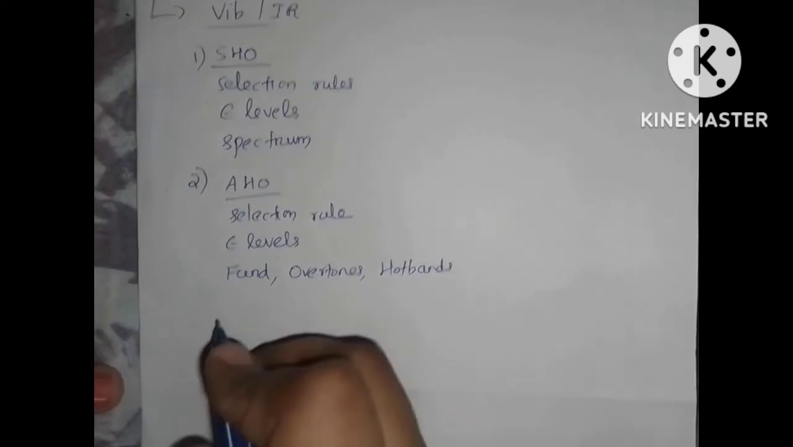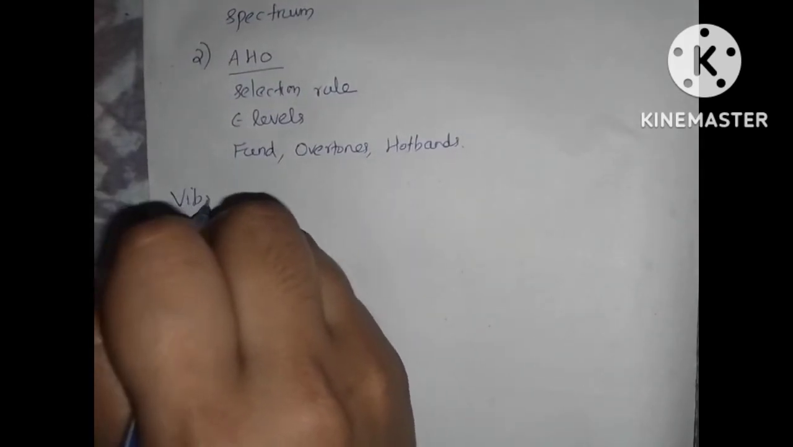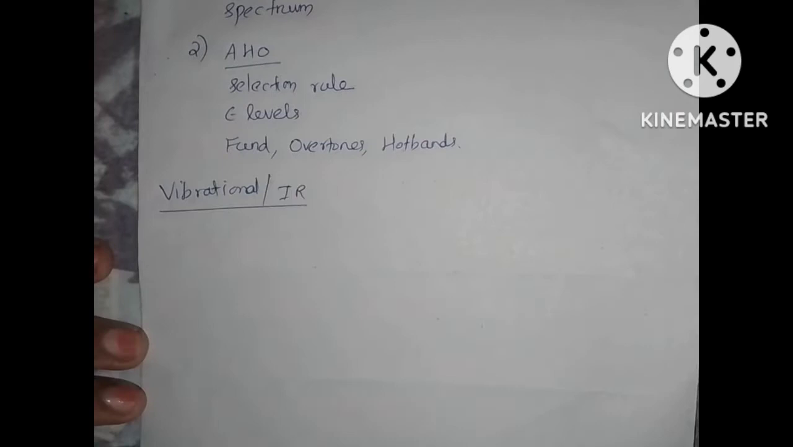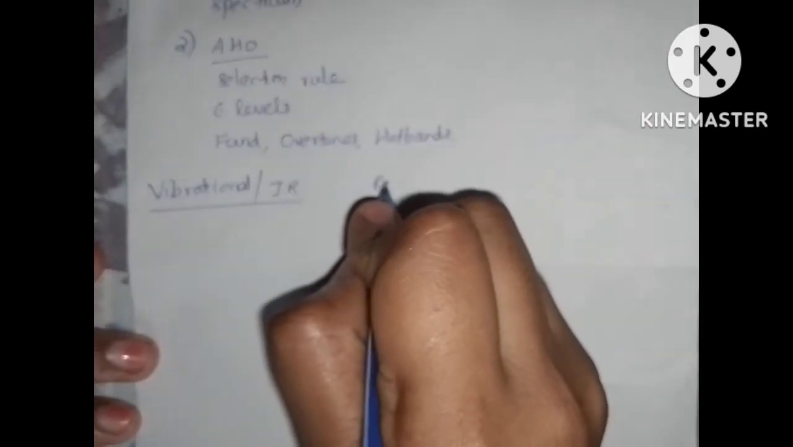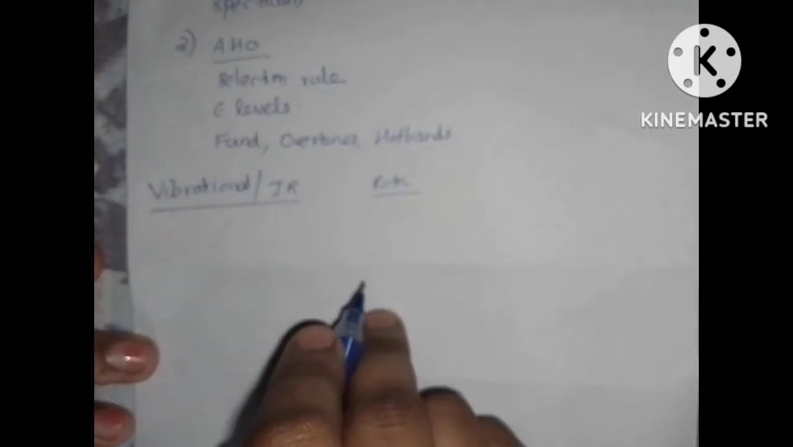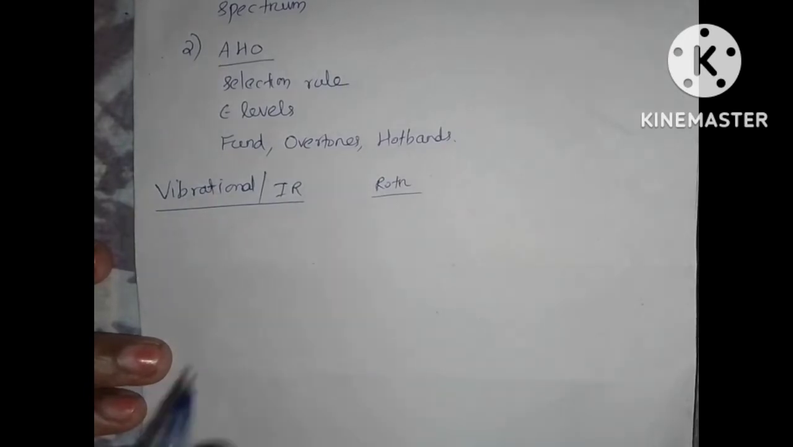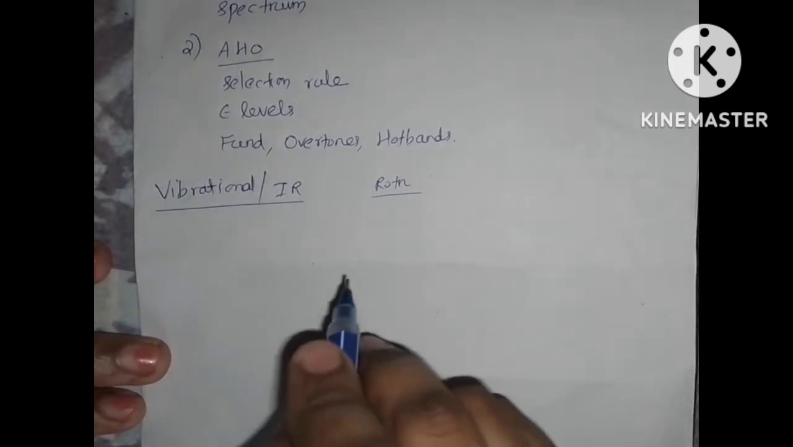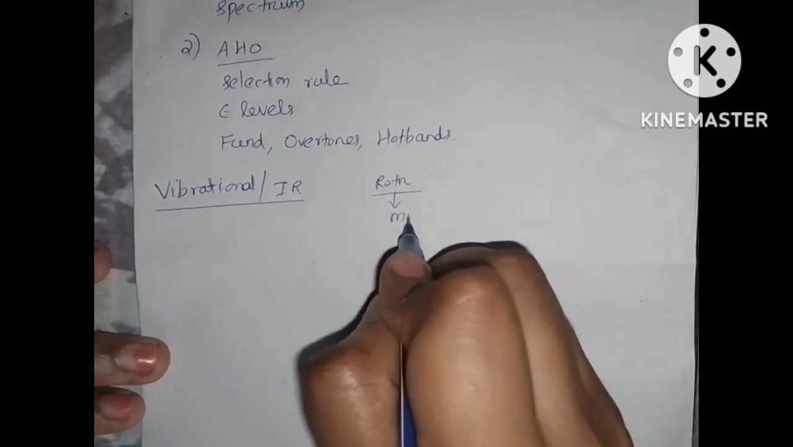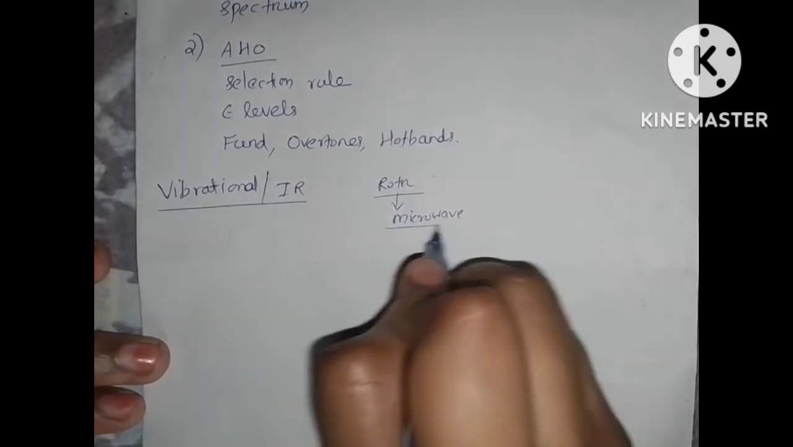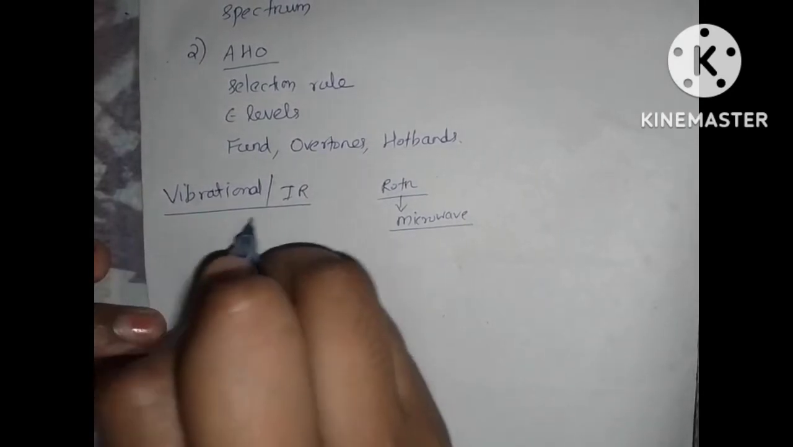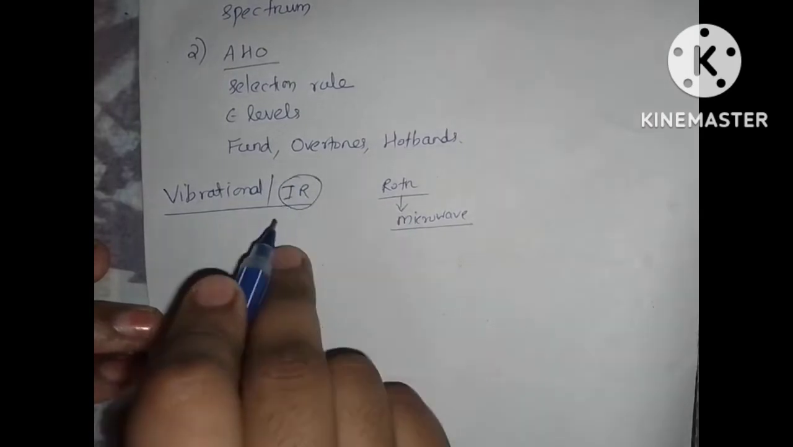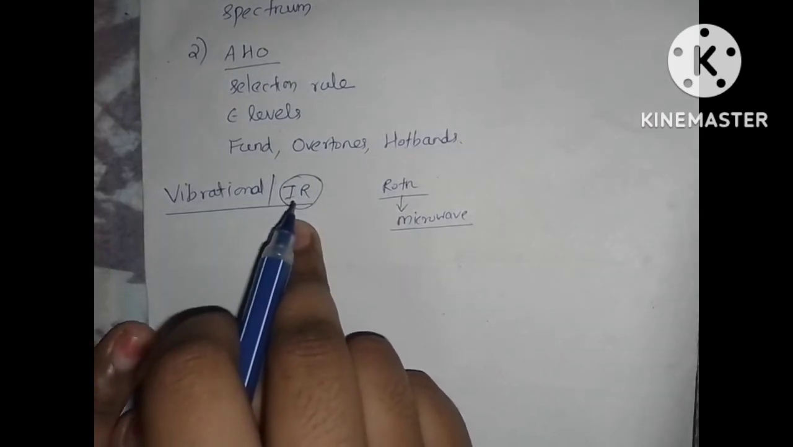So first, what is vibrational spectroscopy? Each spectroscopy deals with some radiation in the electromagnetic spectrum. As we mentioned in rotational spectroscopy, a rotationally active molecule undergoes rotational spectroscopy when the radiation is microwave. So microwave radiation is responsible for rotational spectroscopy. Like that, in vibrational spectroscopy, the radiation used is IR. That's why it has another name, IR spectroscopy.